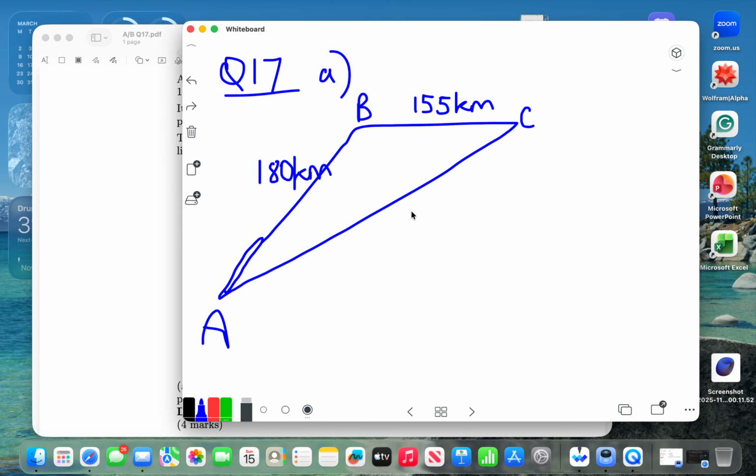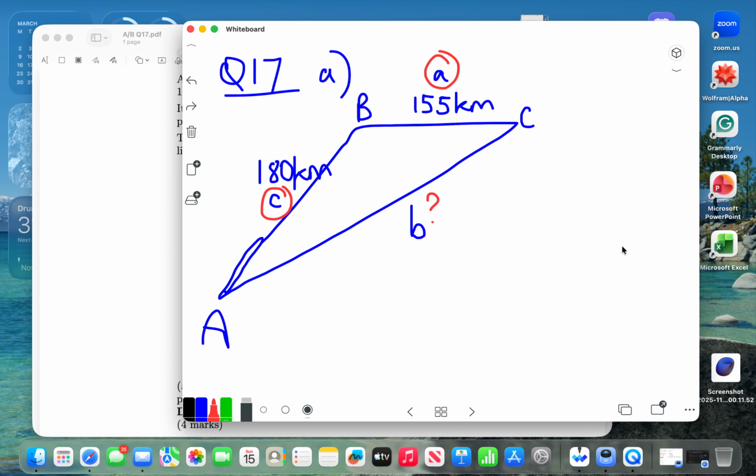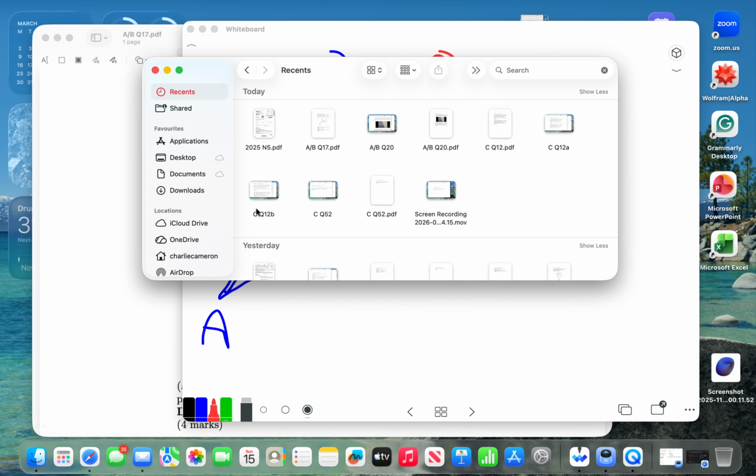So let's label the sides and angles. The convention is that the side small b is opposite the angle capital B. Small c is opposite angle capital C, and the same for A. We know small c, we know small a, and we want to find small b. That's the distance C to A. So we need more information. Let me explain.